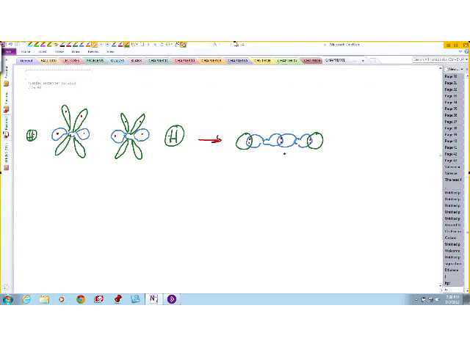Now the p orbitals, what do they do? This p orbital will overlap with this, and this p orbital will overlap with this, and that's how you form your triple bond. So what do we have in acetylene? In acetylene, we have a triple bond.